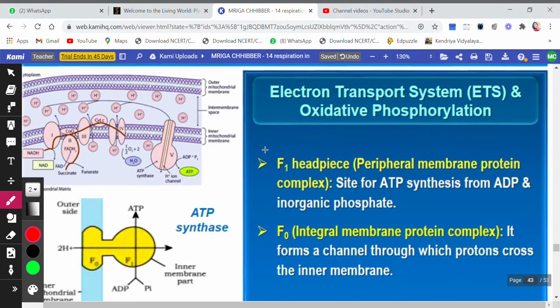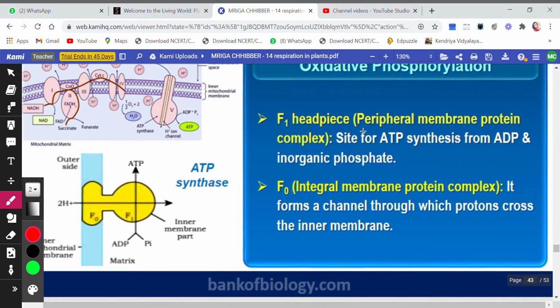So here F1, that is the head piece or the peripheral membrane protein, because it is outside, so it is called peripheral, is the site where actually ATP synthesis will take place from ADP and Pi. So this is the place where ADP and Pi will get converted into ATP, and F0, which is the integral part of the membrane protein complex, forms a channel.